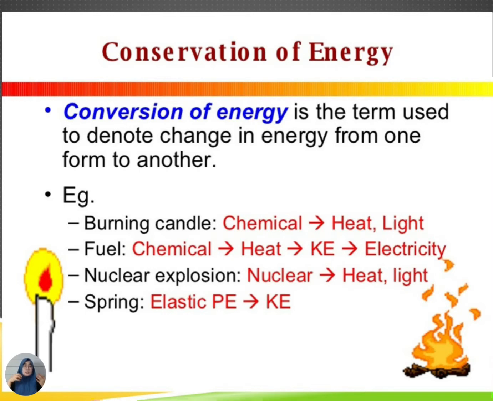From our previous chapter, we have also learned about electric energy. When you switch on the light, the electric energy will convert to heat and light energy. For fuel, from chemical to heat, and after that it transfers to kinetic energy, and lastly it will produce electricity.